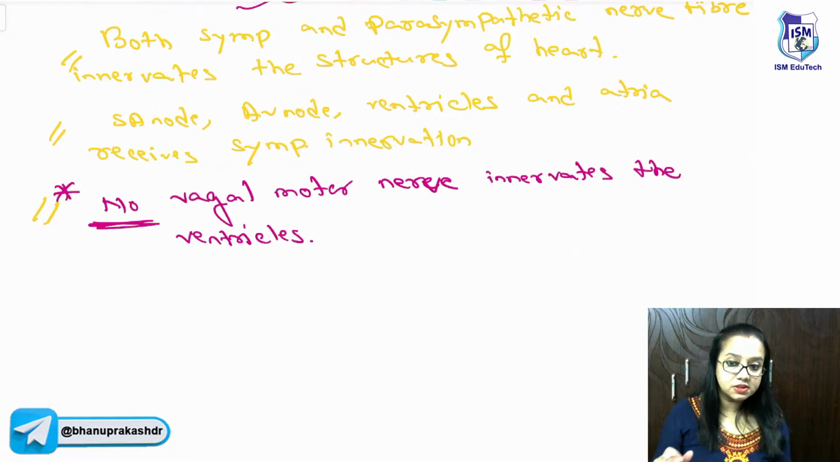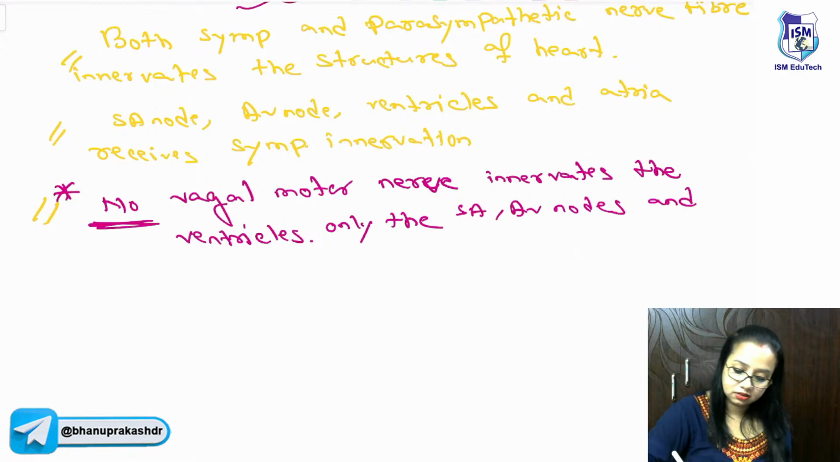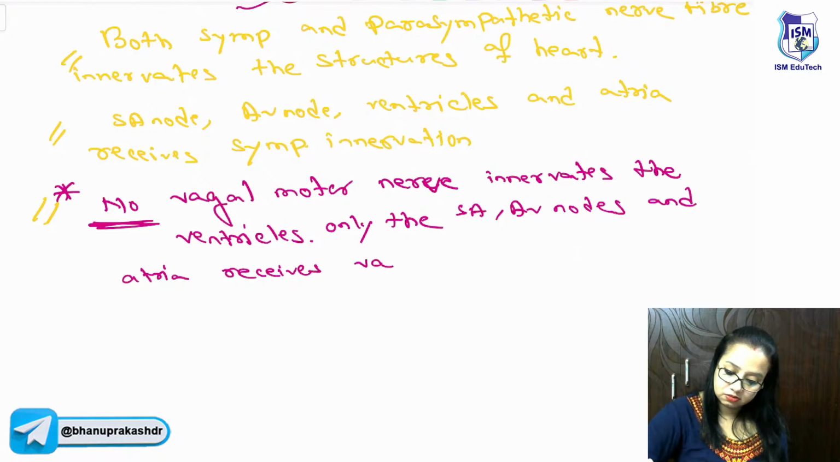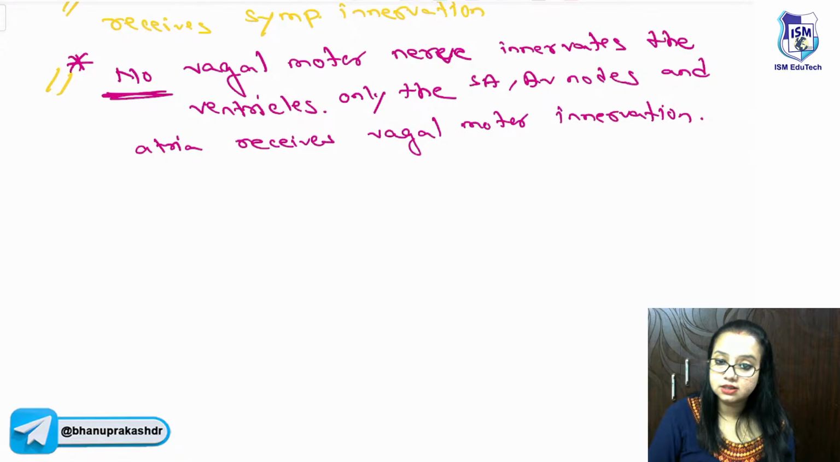But parasympathetic innervation is confined only to the SA node, AV node and the atria. Only the SA and AV nodes and atria receive vagal motor innervation. This is a point to remember. Ventricles have got no innervation from the vagal branch of the parasympathetic nerve.